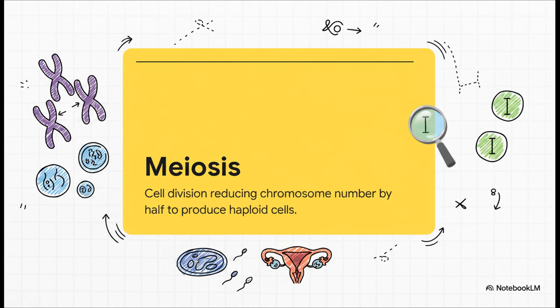Now, because it's so specialized, this doesn't just happen anywhere in your body. You definitely don't want the skin cells on your arm having their DNA halved. This only happens in specialized locations meant for sexual reproduction, like the testes or the ovaries.